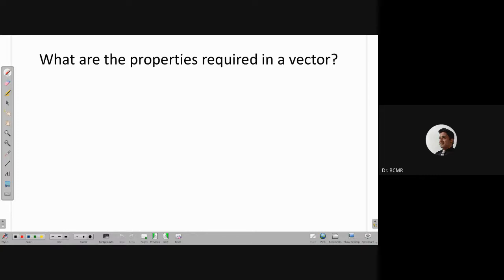So what are the properties required? As we discussed some time ago, the first thing, any DNA molecule to qualify as genetic information should have an origin of replication. Origin of replication is very important. If it is not there, there is no scope for this DNA to be replicated. And if it is not replicated, it is not inherited. Okay, so the first thing we should say is every vector should have an origin of replication.